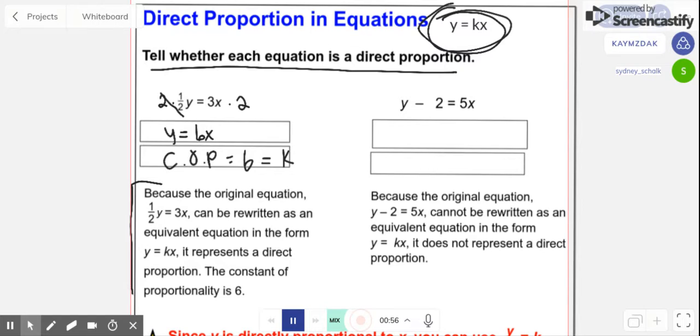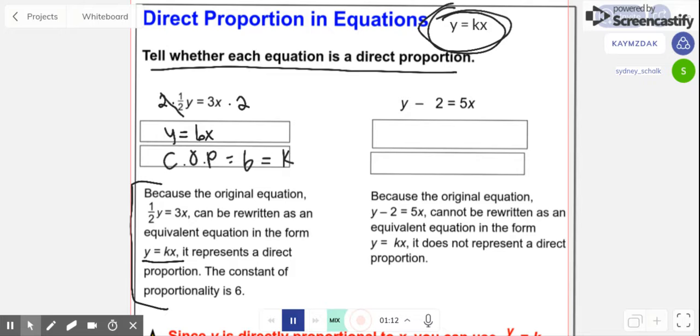So you can always jot this down if you want. It says because the original equation, 1/2 y equals 3x, can be rewritten as an equivalent equation in the form of y equals k times x, it represents a direct proportion. The constant of proportionality is 6.